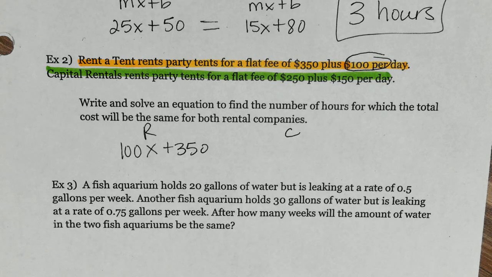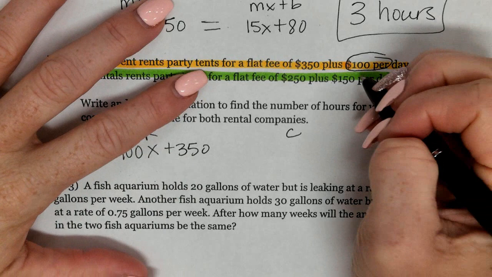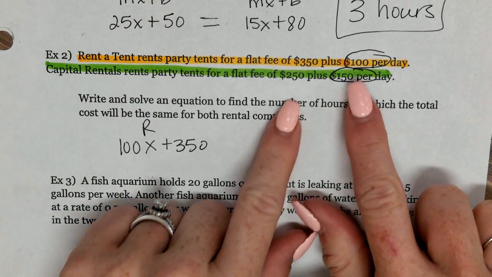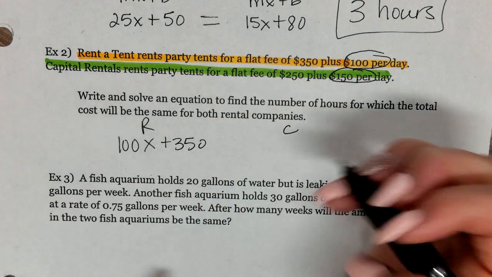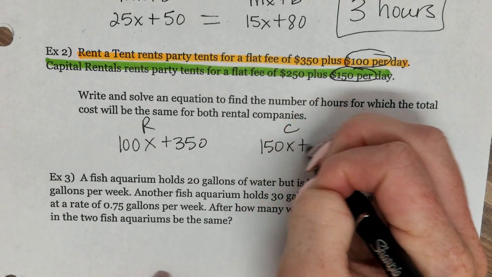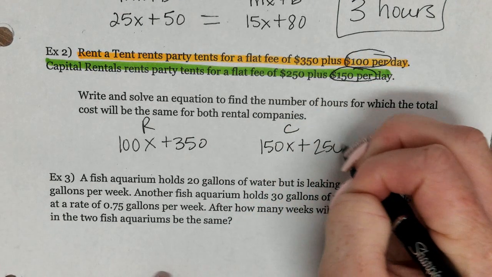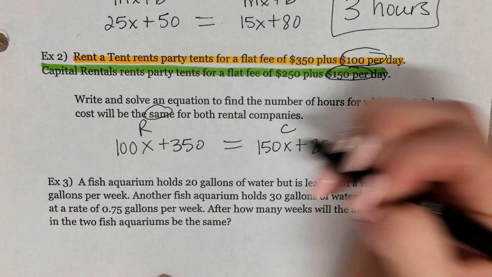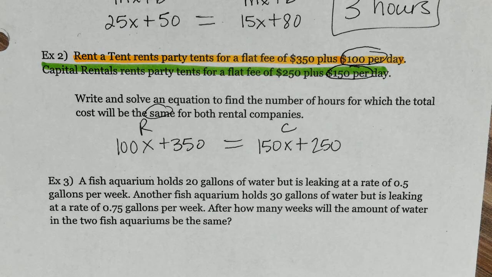Now let's do Capital Rentals. Capital Rentals rents party tents for a flat fee of $250. Is that a rate or a one-time thing? That's a one-time thing. Plus 150 per day. Which one of those gets the X? 150X plus 250. Then it says, when will they cost the same? So I put an equal sign and I solve it in my calculator.